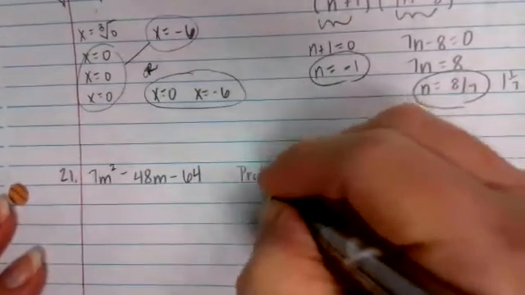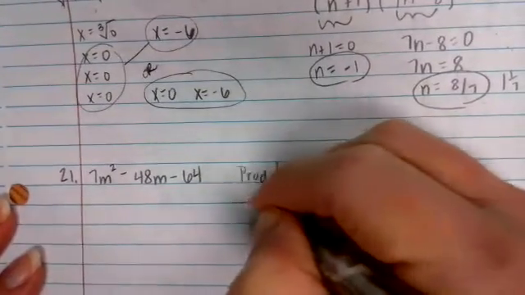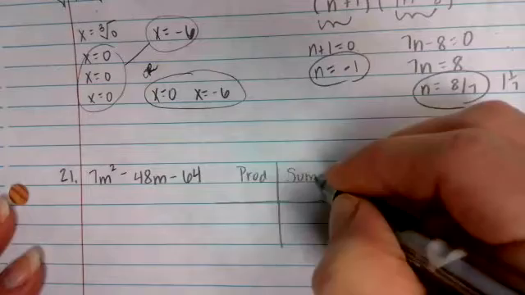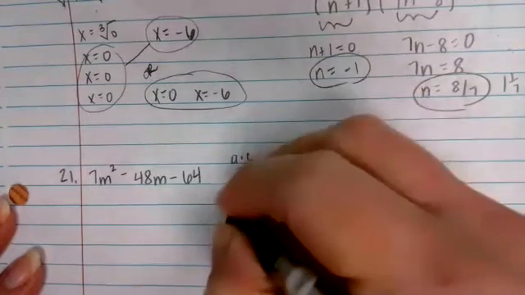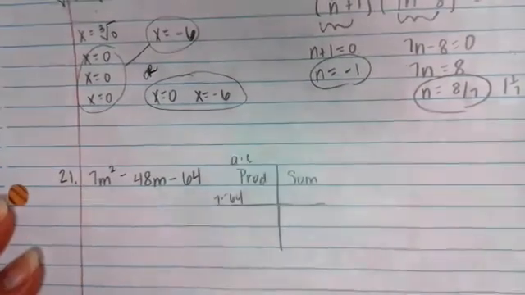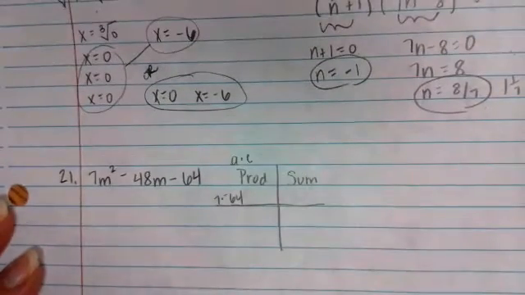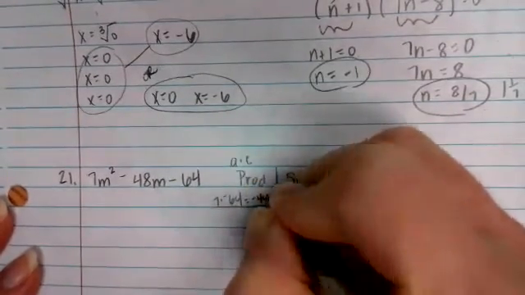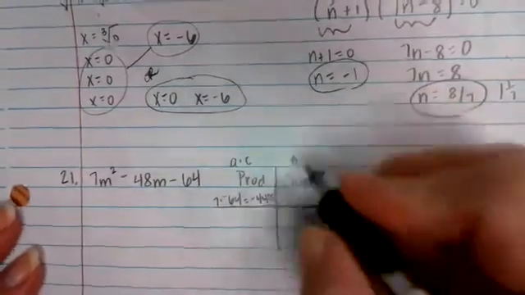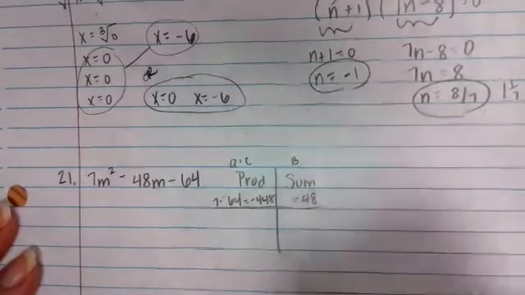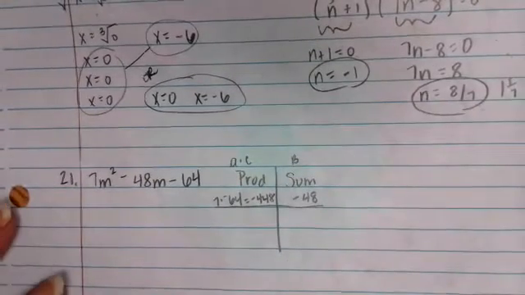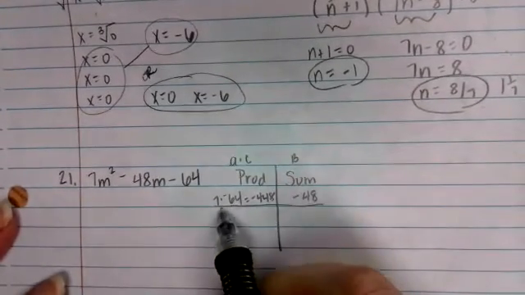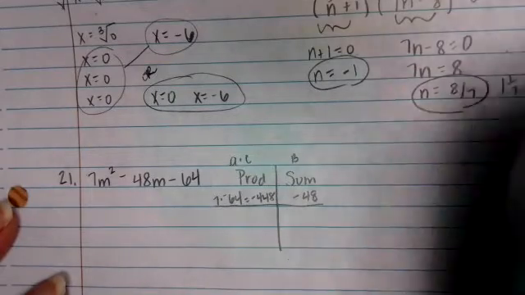So I'm going to make a product-sum chart. My product is always a times c, which would be 7 times negative 64, which is negative 448. Actually, that's a small number. And then my b number is negative 48. When in doubt, you can always write them all out. But let me just look at this one right here. Sometimes it helps to start with what we have.